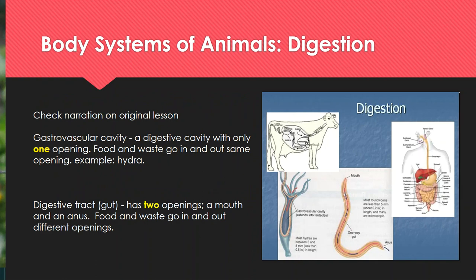Digestion. Gastrovascular cavity, a digestive cavity with only one opening. Food and waste go in and out of the same opening. Example is a hydra. Digestive tract or gut has 2 openings, a mouth and an anus. Food and waste go in and out different openings. 1 opening, 2 openings.